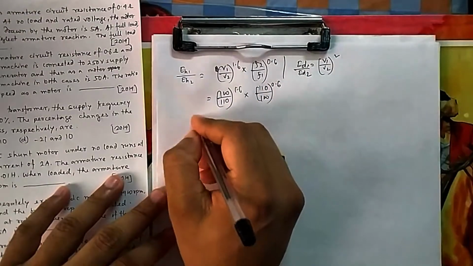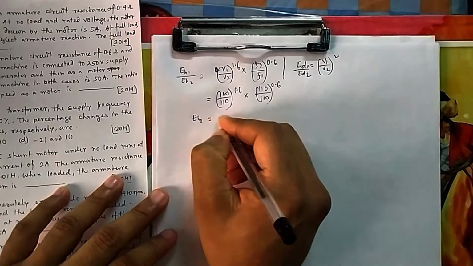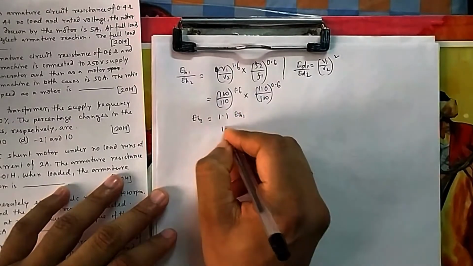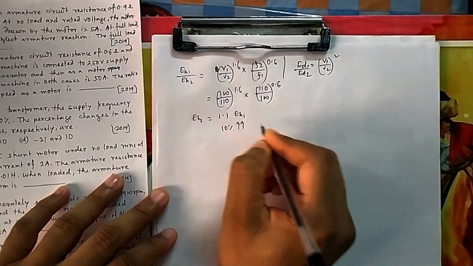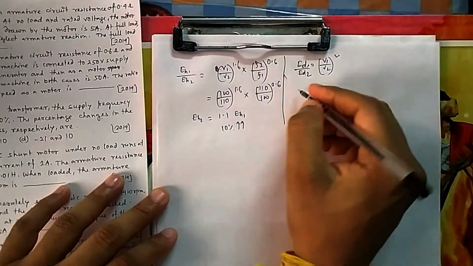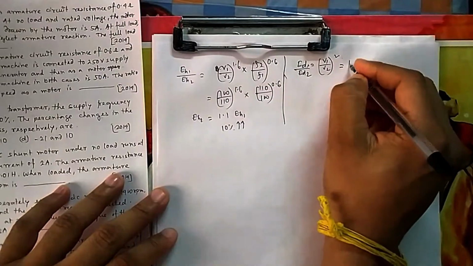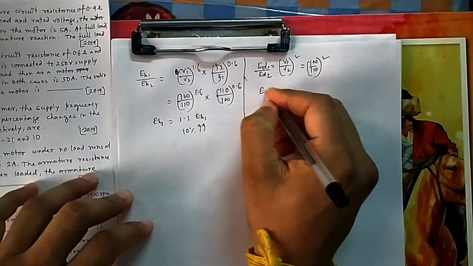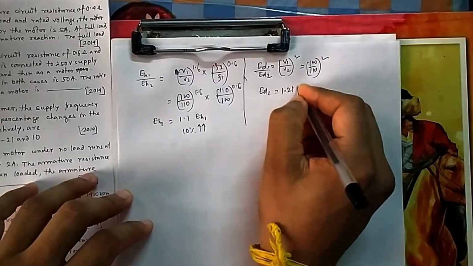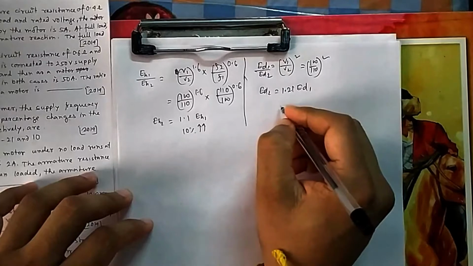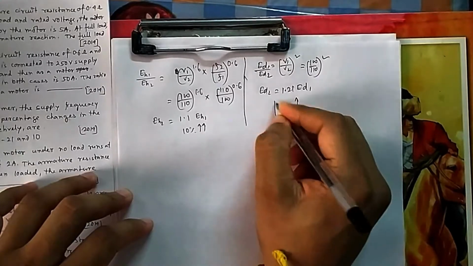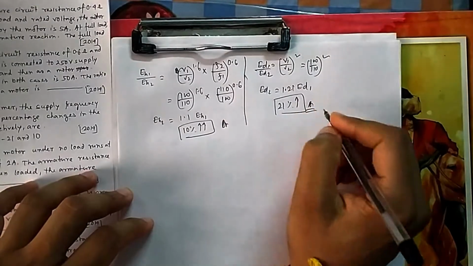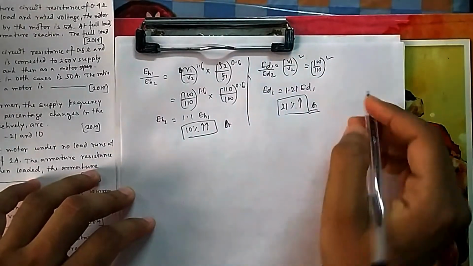So here your EH2 will be equal to 1.1 of EH1, that means 10% increase. So hysteresis loss will increase by 10%. Similarly for eddy current loss, instead of V1 by V2, 100 by 110 whole square, your ED2 will be equal to 1.21 ED1. That means there is a 21% increase in the eddy current loss. So these two are the answer, 10% and 21%. That is your option A.